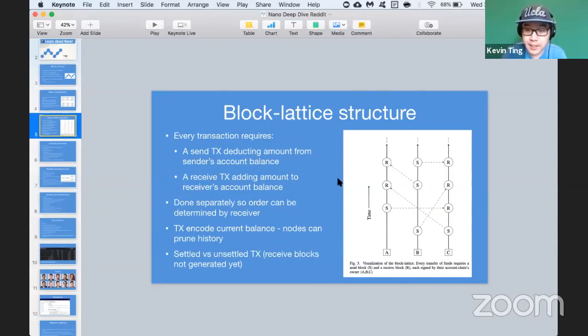So this is what a block lattice means, right? It's a lot of account chains, and then when you send to another address, that is the lattice part of it, where you're tied to that other account chain. There's 2 parallel ones, and you're tied when you send a transaction to them.